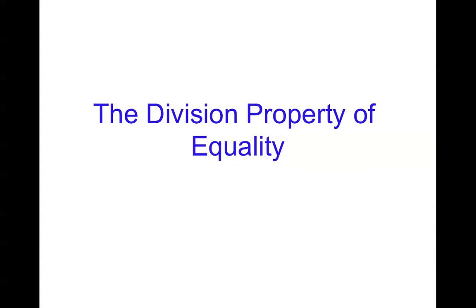Hey everyone, welcome back. Yesterday we did the addition property of equality, and today we're going to do the division property of equality. The division property of equality says that if you divide the exact same number by both sides of an equation, then you would also get an equal equation.